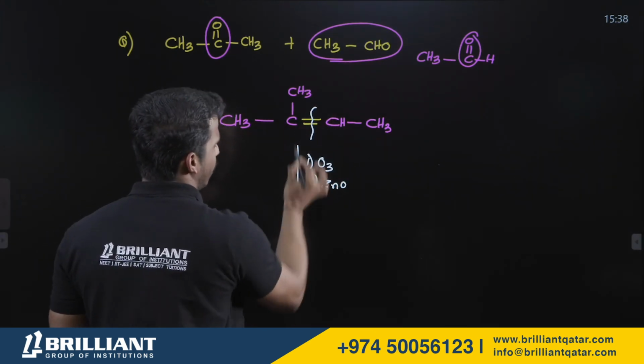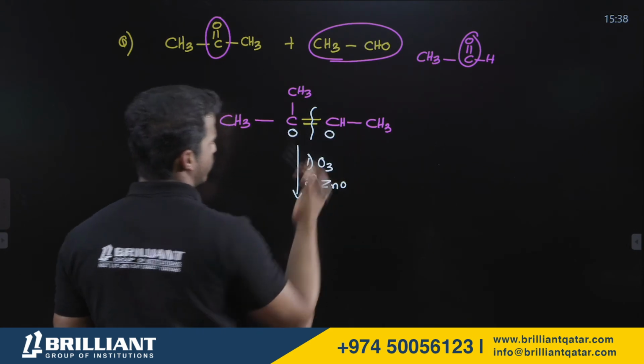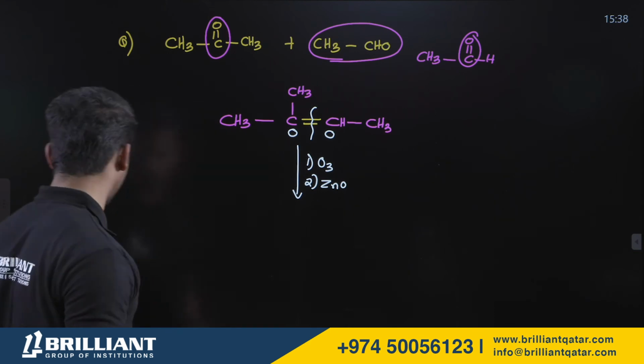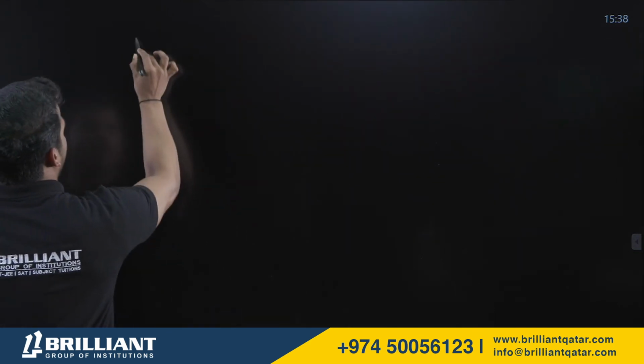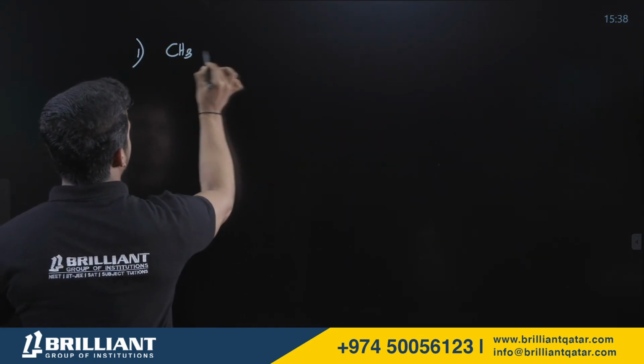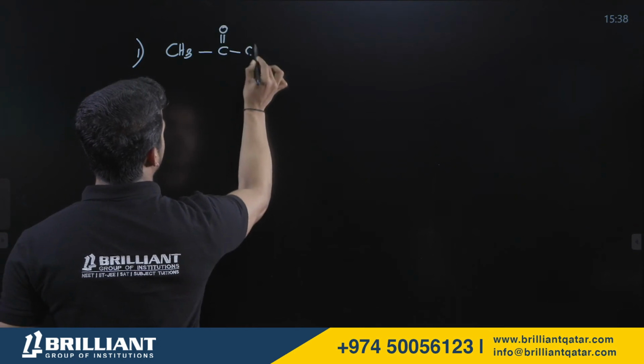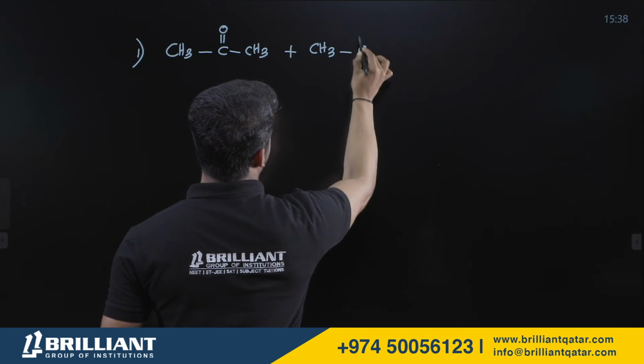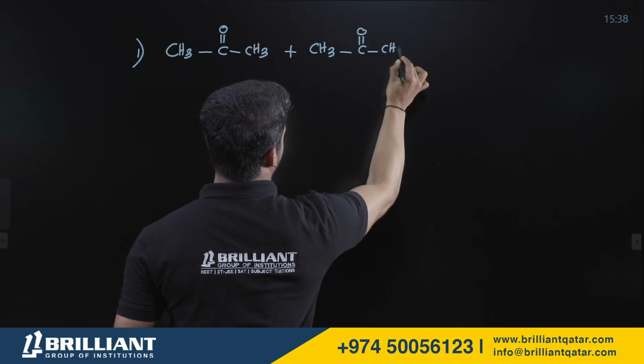You will break this double bond, and one oxygen here, one oxygen here. Your products are ready, right? Let us go to one more question. Suppose I am giving you CH3COCH3, propanone, with one more propanone. Both of the products are propanone.